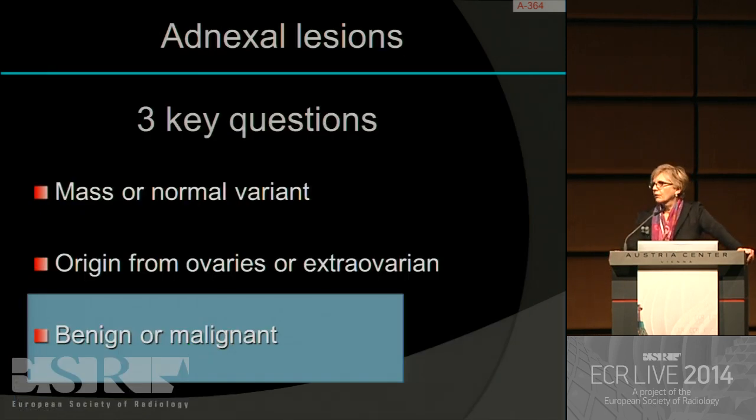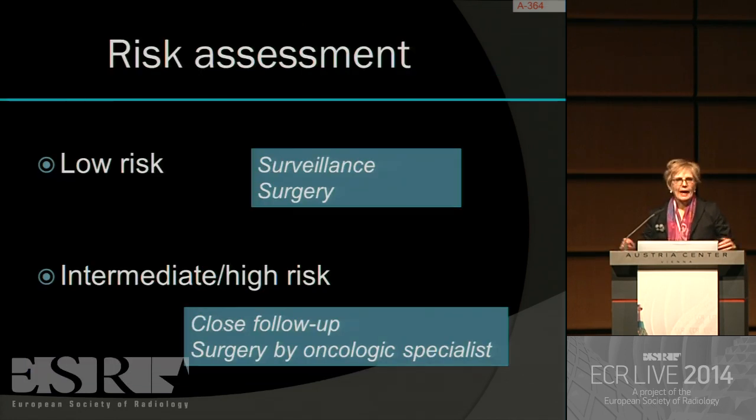Now, if we have decided that a mass is ovarian in origin, we should move on to decide, is it benign or malignant? Ideally, we should be able to differentiate: if a patient is low risk, then she will have surveillance or probably undergo surgery; if the lesion is of intermediate or high risk, very close follow-up is warranted and the patient will profit from surgery by an oncologic specialist.